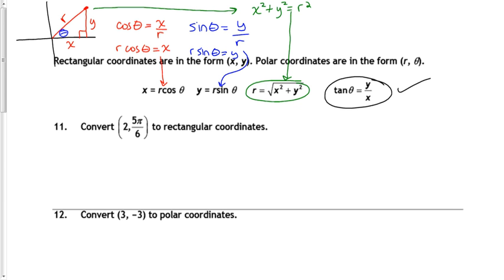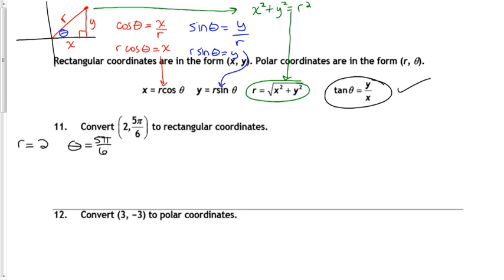So let's go ahead to 11, and we're going to convert this into rectangular coordinates. So starting out, the first is my r, so I know my radius is 2. The second is my theta, which is 5 pi over 6. And so from here, I'm going to need to convert this thing into x's and y's. So I have these options above: x equals r cosine theta, y equals r sine theta, r equals the square root of x squared plus y squared, tangent of theta equals y over x. So I've got to pick which I want to do.